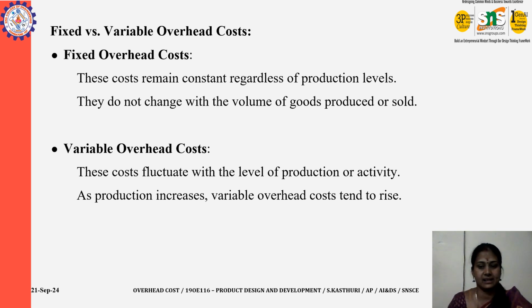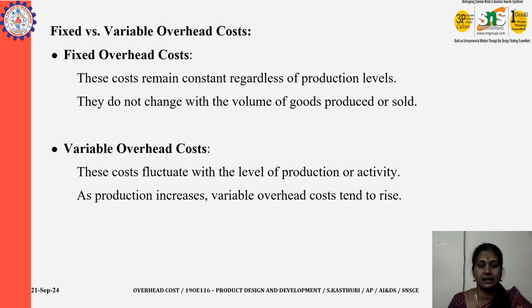Variable overhead costs fluctuate with the level of production or activity. As production increases, variable overhead costs tend to rise. Examples are utilities like electricity and water that increase with production volume, maintenance costs based on machine usage, and factory supplies that are consumed during production.